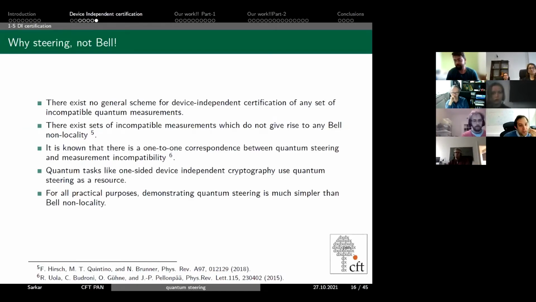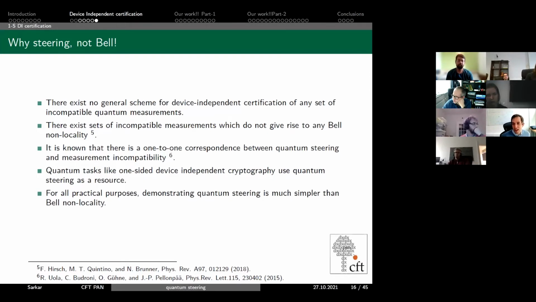Sorry, can I ask a question about this motivation regarding incompatible measurements? Just wanted to check if I understand well. I guess there are scenarios in which you can self-test informationally complete measurements. Is that the case, right? Yeah, sure. So if this is the case, why, by self-testing those particular informationally complete measurements, can you not self-test all the measurements? I understand that you can have more measurements in your setting.